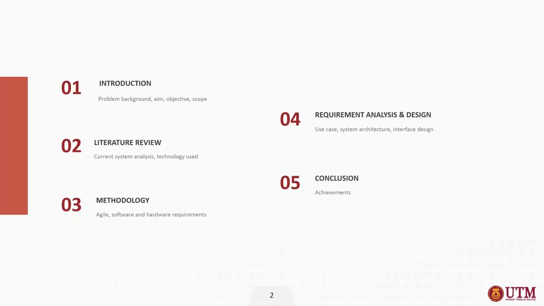First of all, let's see an overview of this presentation. We start with introduction that has problem background, aim, objective, and scope. The second would be literature review, which shows current system analysis and the technology used for this system. Then we move on to methodology. For this system, we're doing agile, and we'll show software and hardware requirements. And next, there's requirement analysis and design, which shows use case, system architecture, and interface design.